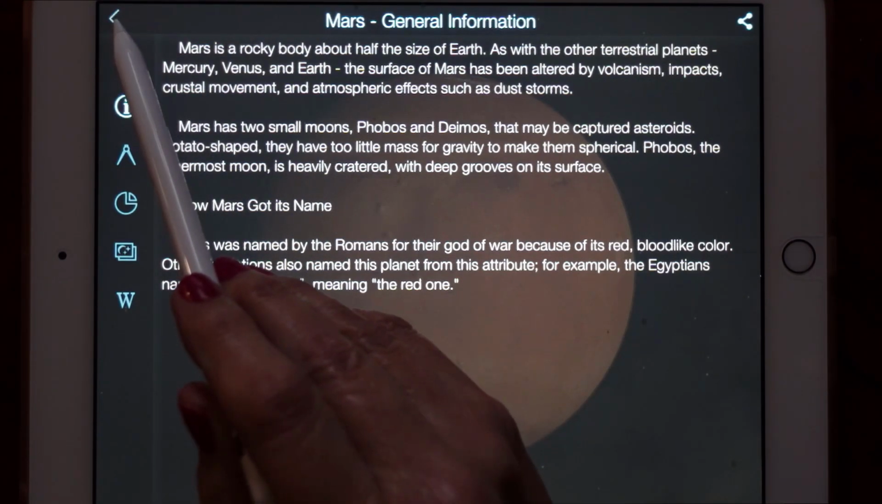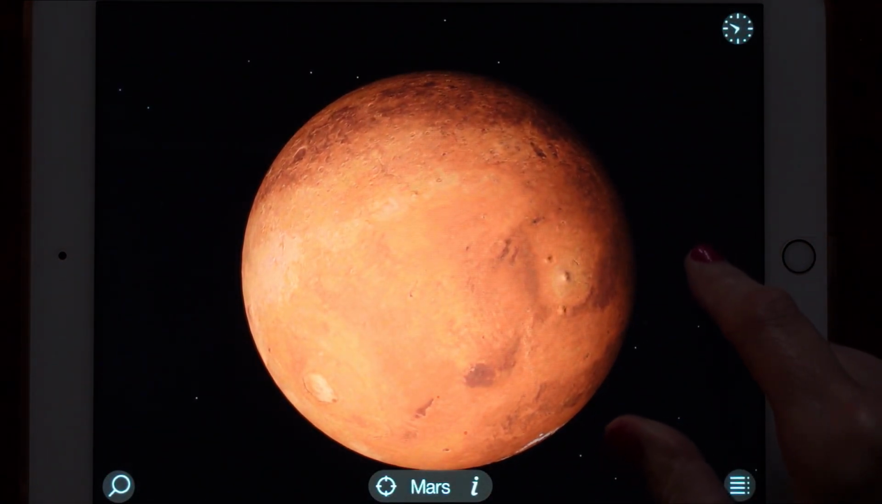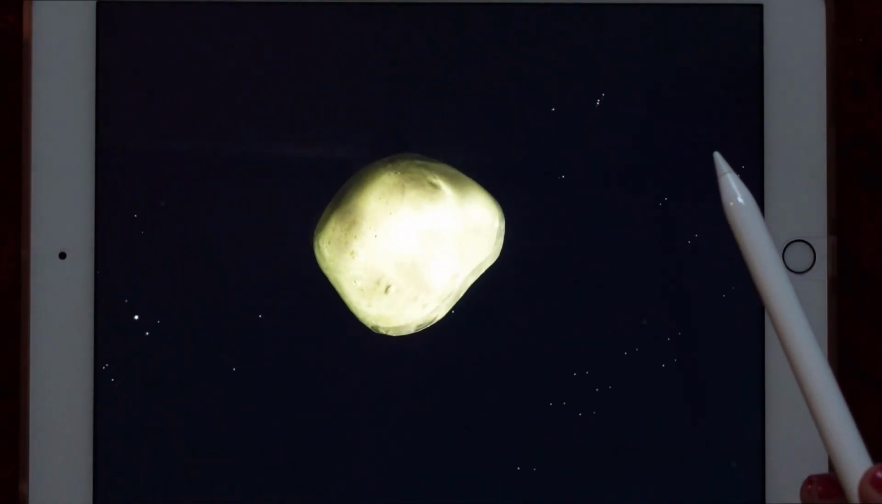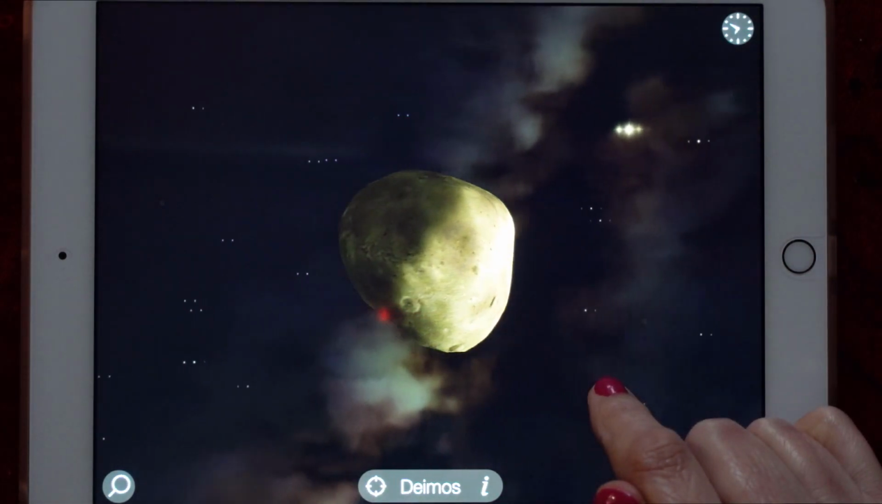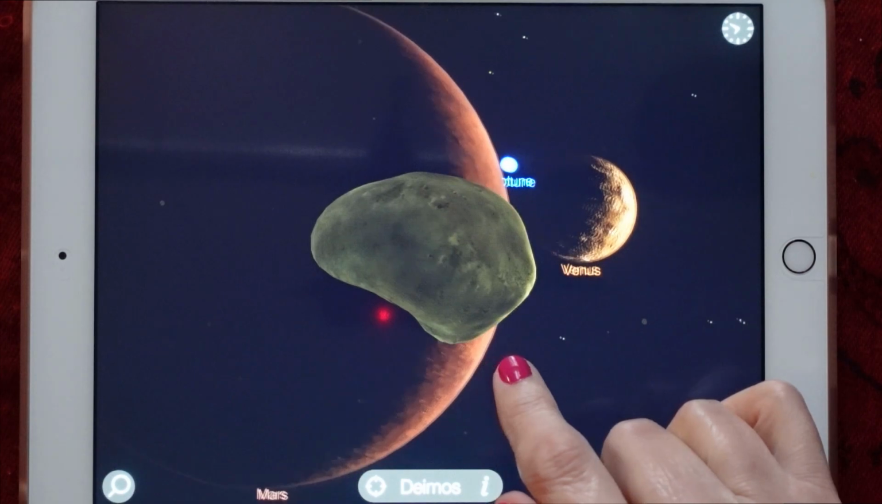Okay, let's have a look at Mars's moons. So this is Deimos. It definitely looks like a potato.